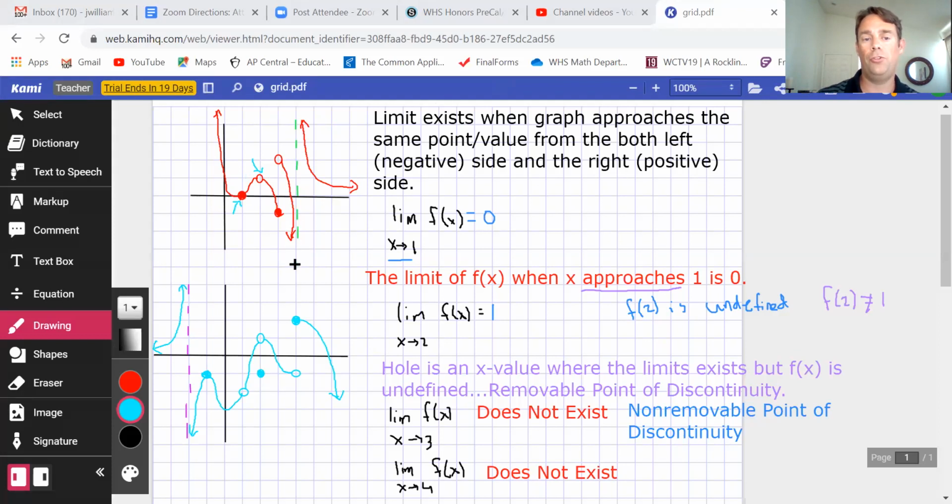And then on this one, when it approached the asymptote, again, it was unbounded. So even though it approached 2 different values, it still did not exist.